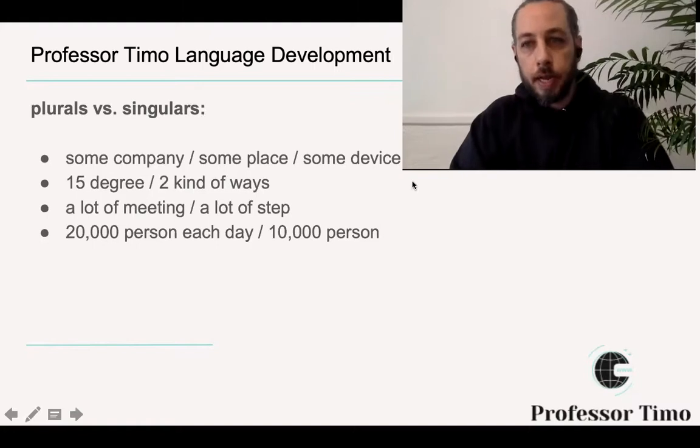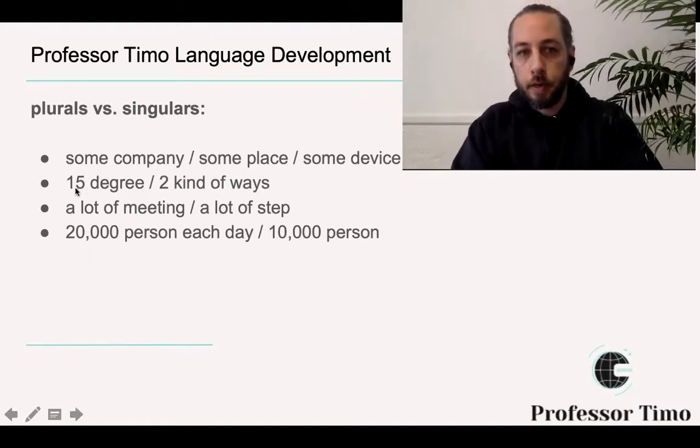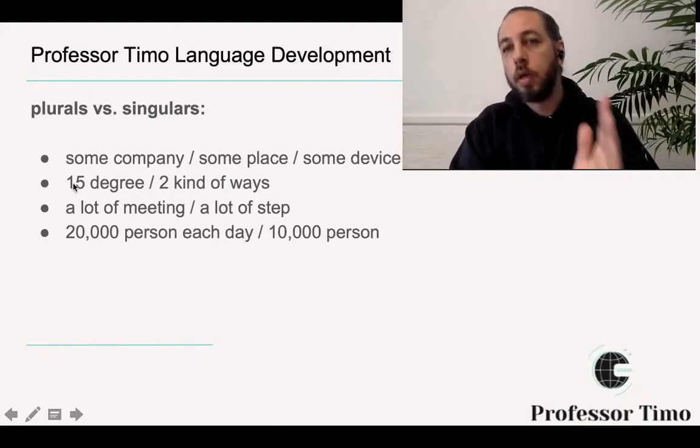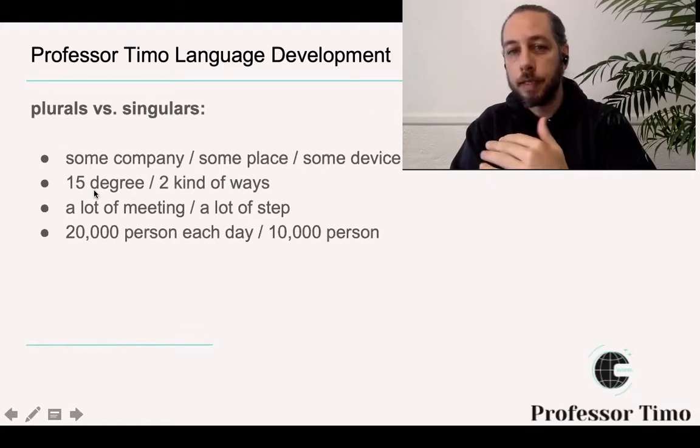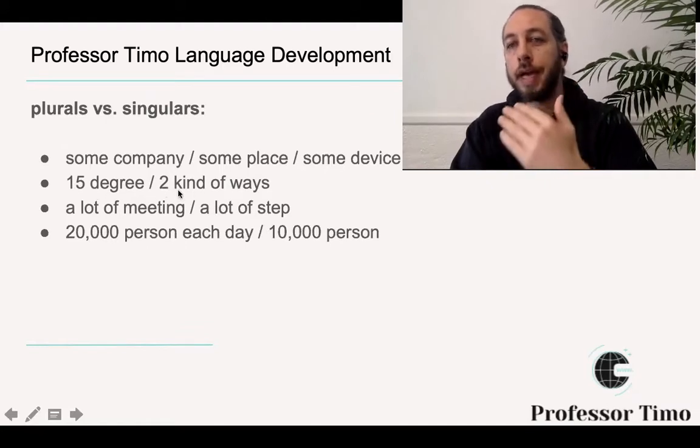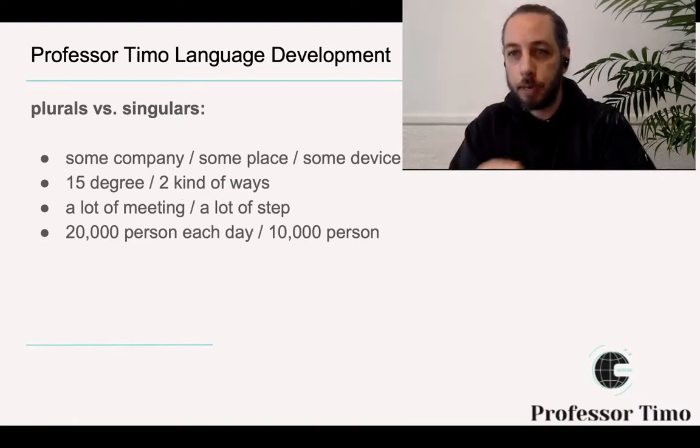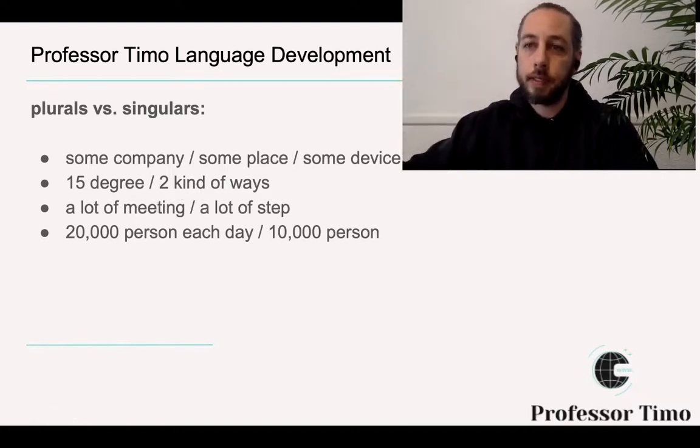Okay, after that, the second set here, you have numbers with it. So when you have a number that's more than one, you'll make that noun plural. So here, 15 degrees. And here we have two kinds of ways. Repeat that, please. Two kinds of ways.